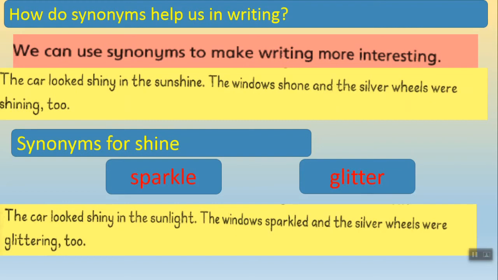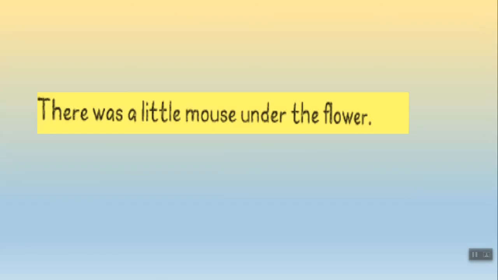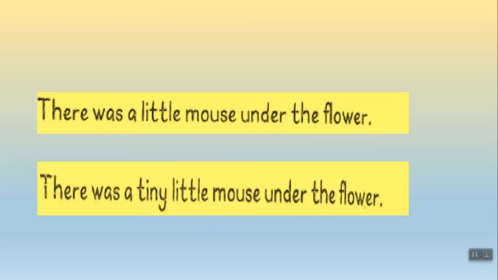What else? Look at this sentence. There was a little mouse under the flower. Okay, sentence number 1. And here, there was a tiny little mouse under the flower. Tiny means small or little. Good. So now look at the first one, without tiny. There was a little mouse under the flower. And there was a tiny little mouse under the flower.